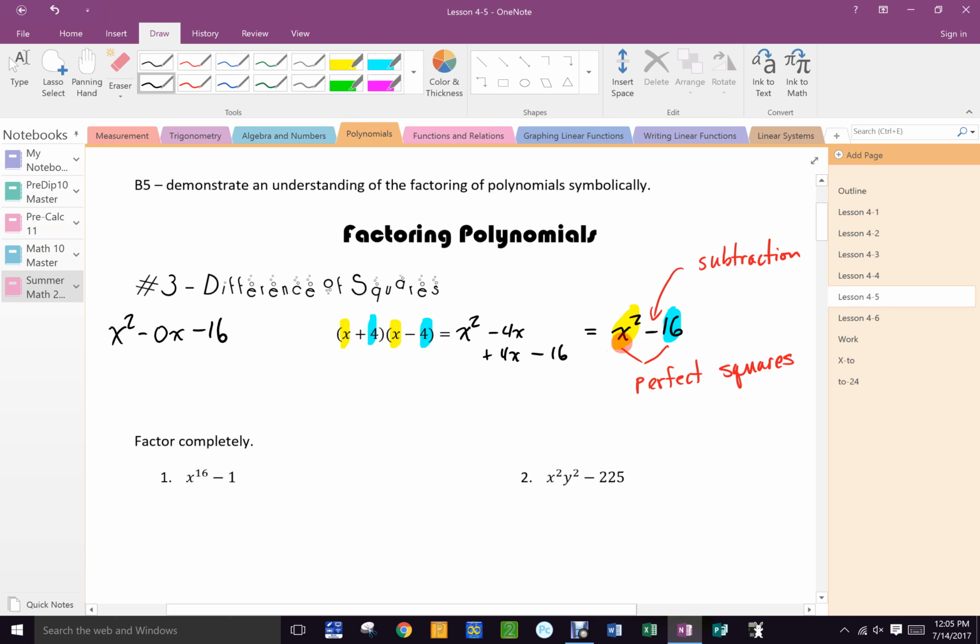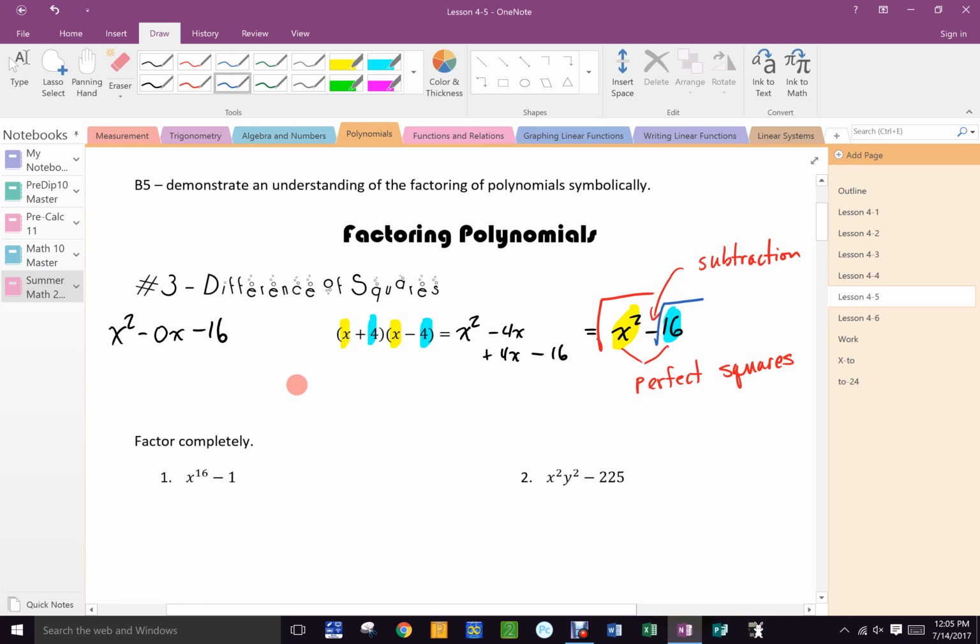If you have a square and a square, then when you factor it, what goes in the first spot? The square root of that guy, right? And what goes in the second spot? The square root of that guy. And since that's a minus, it must be plus and minus. Everybody with me?